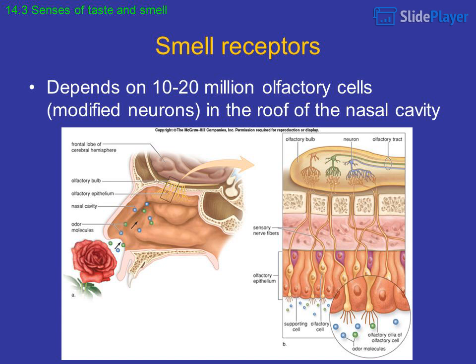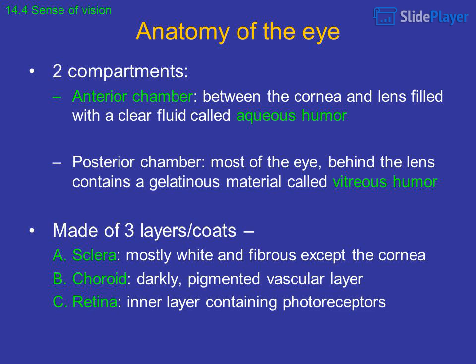Smell receptors depend on 10 to 20 million olfactory cells, modified neurons, in the roof of the nasal cavity. Anatomy of the eye: 2 compartments, made of 3 layers or coats.